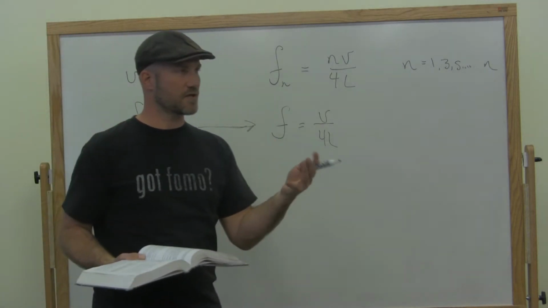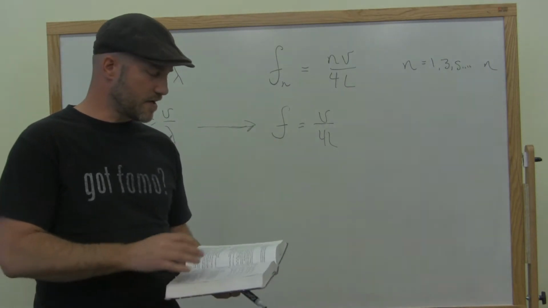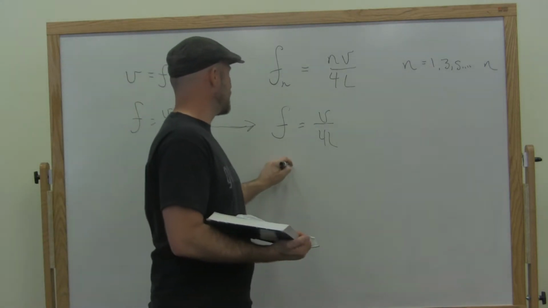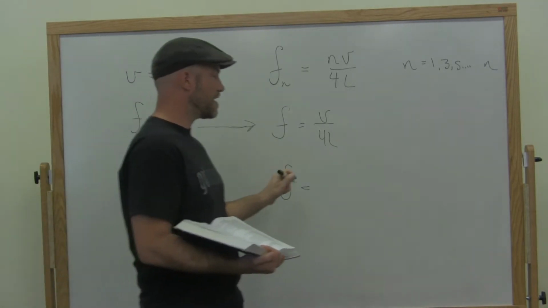Then the first four harmonics will be 100, 300, 500, and so on. The odd number harmonics. And so the next equation that we took a look at says, okay, now let's say we model this as a Helmholtz resonator. When you do that, it's a little more difficult.